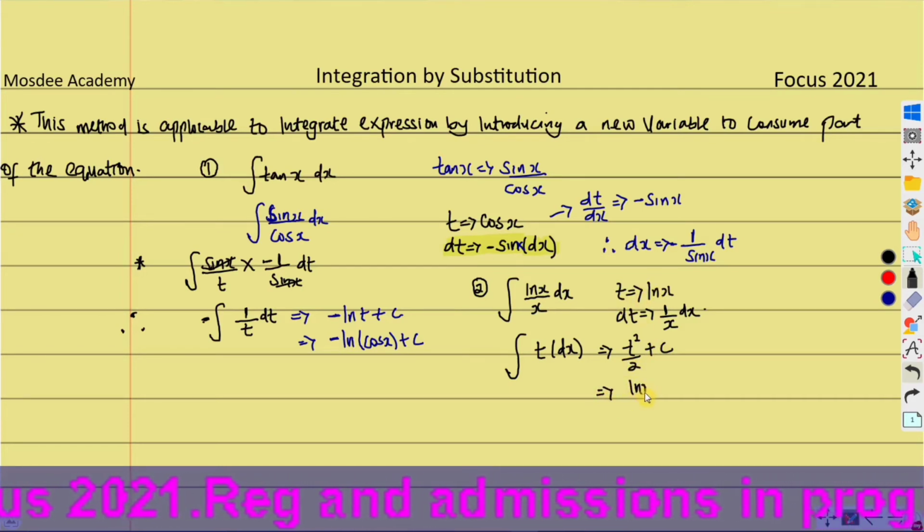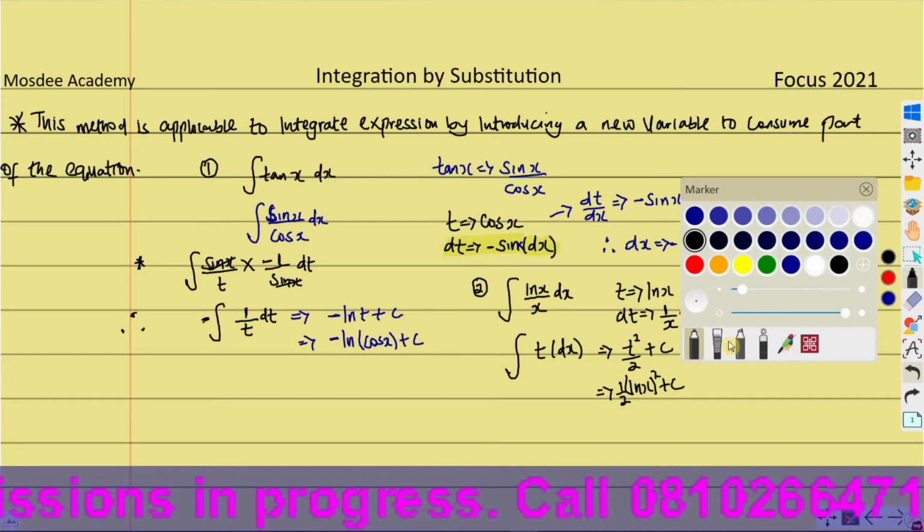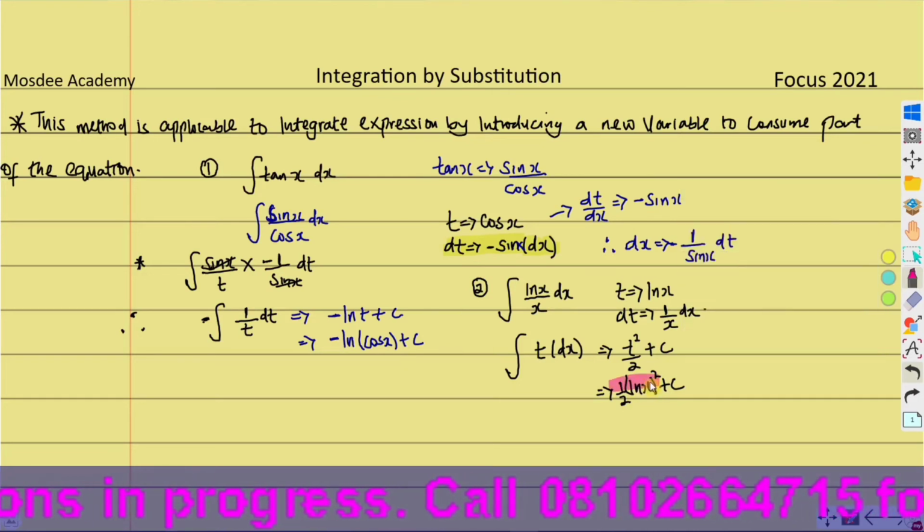So I have ln of x all squared, or you write it as 1 over 2, best way, ln of x all squared plus c will be the answer to the question. So I hope students are getting this, because these are the basics, and the basics are always very, very important.